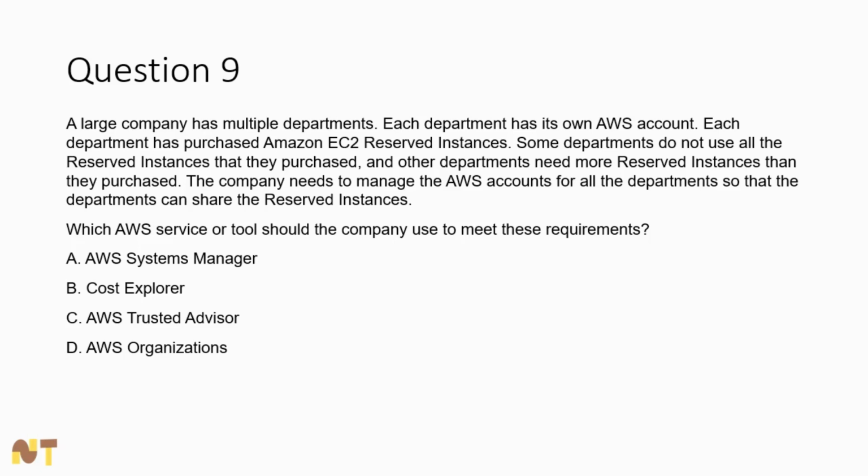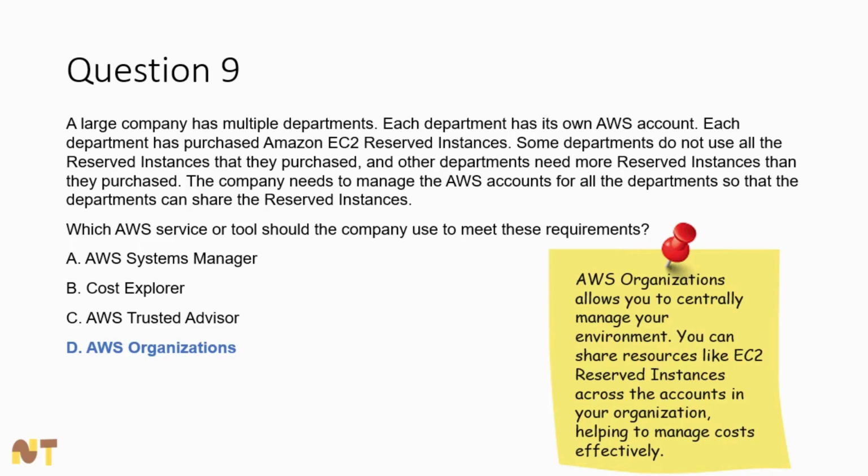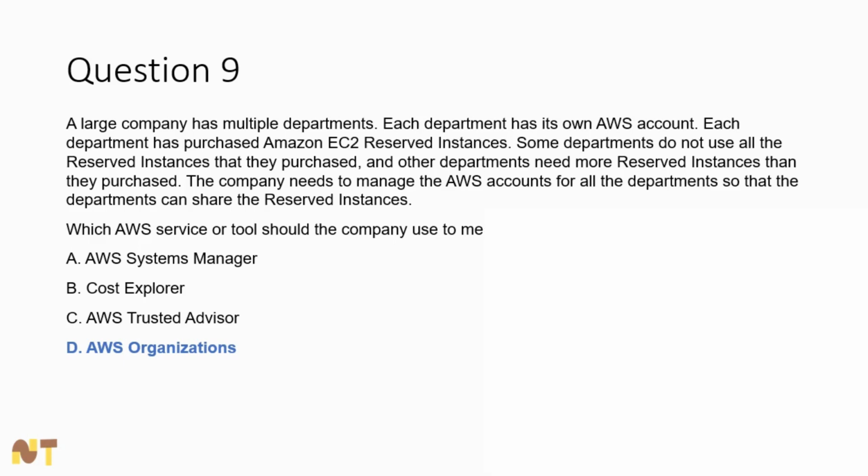In this case, AWS Organizations will be helpful. AWS Organizations is a service that helps you centrally manage and govern multiple AWS accounts. Within an organization, you can set up consolidated billing, which will allow you to combine the billing for all the member accounts, making it easier to manage the cost and reserved instances across departments. Okay, so the correct answer here is AWS Organizations.